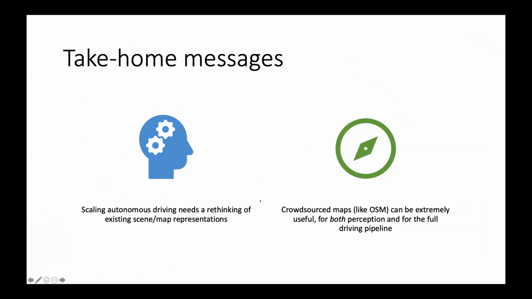So just the two real take-home messages I wanted to have are: to scale autonomous driving, especially to areas that are not urban centers, you need a rethinking of what scene representations we use when we want to make driving decisions. And crowdsourced maps can be extremely useful, not just for perception, but also for the full self-driving pipeline.